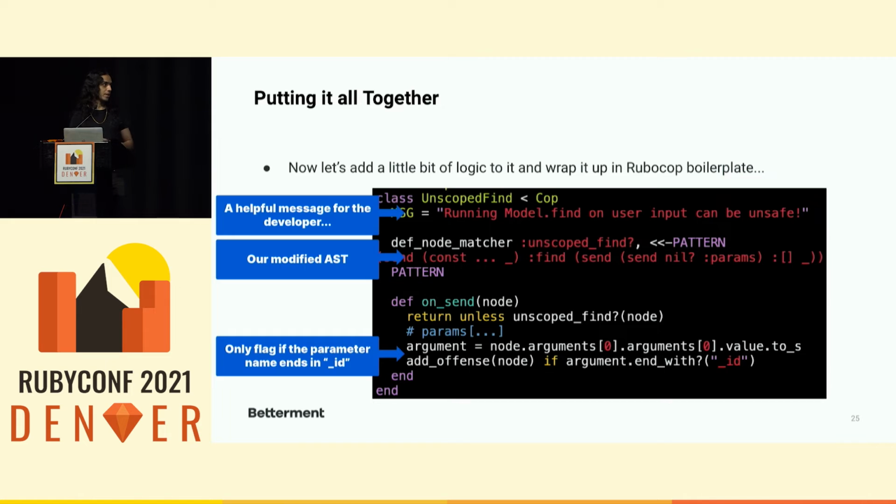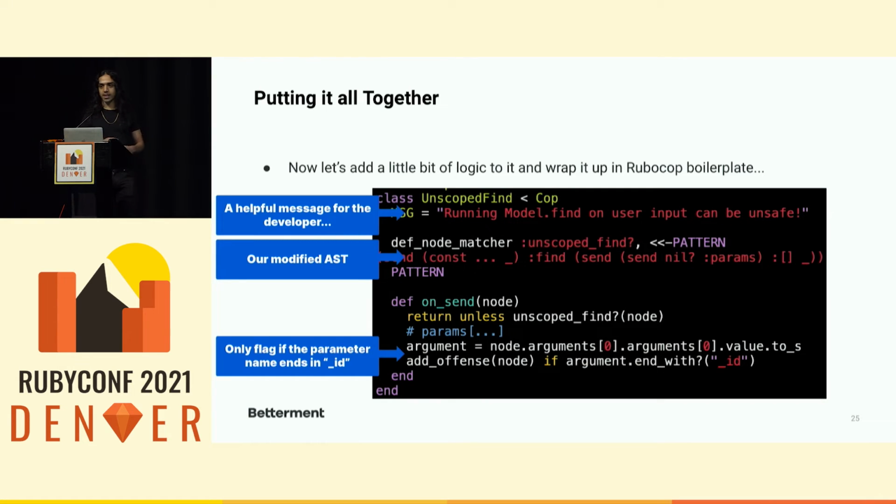First, we start with a helpful message for the developer. We tell them, hey, model.find on user input might not be what you want to do. Realistically, we would go into a little bit more detail. This is actually pretty vague, but for the sake of the screenshot, I kept it brief. Now we've got embedded in our Rubocop the AST that we modified. So this will tell Rubocop, this is what an unscoped find looks like.